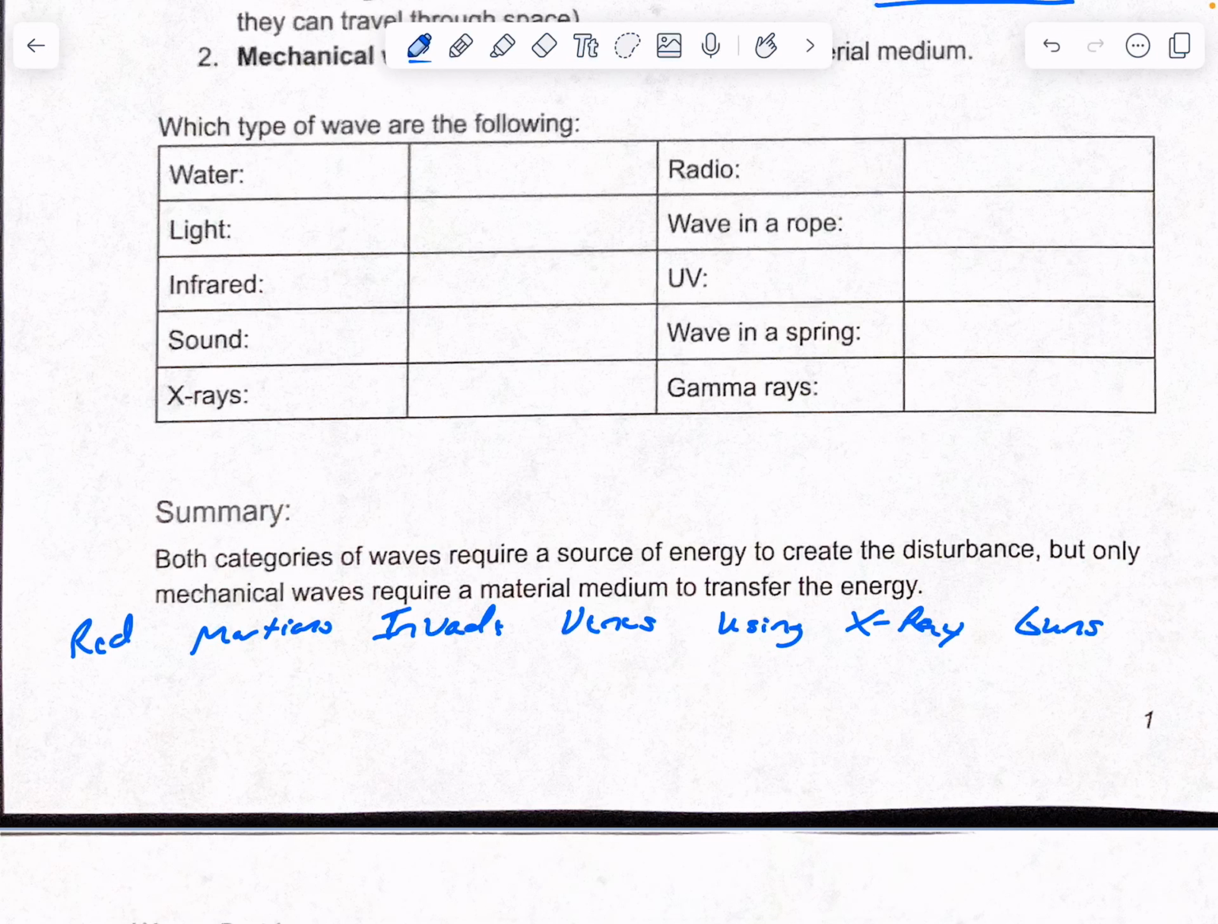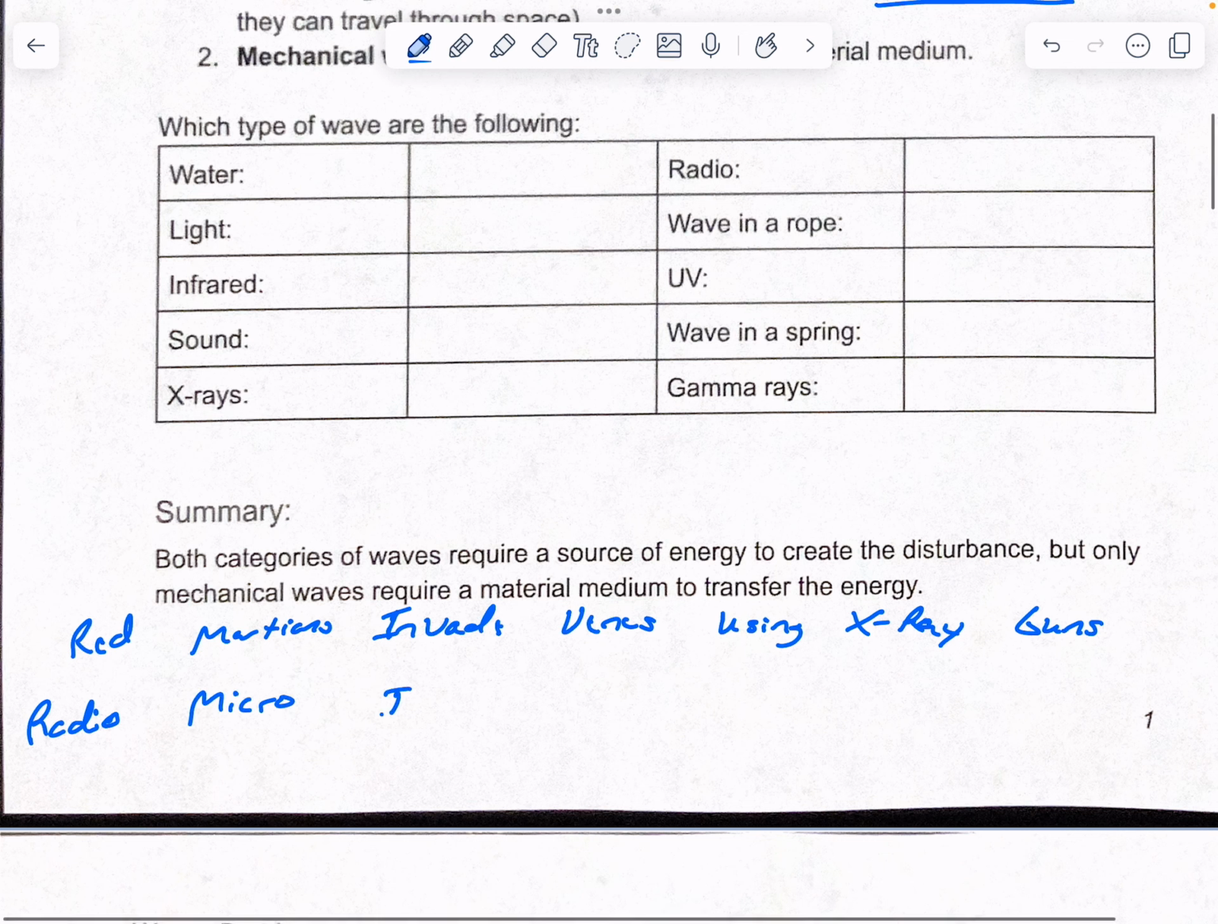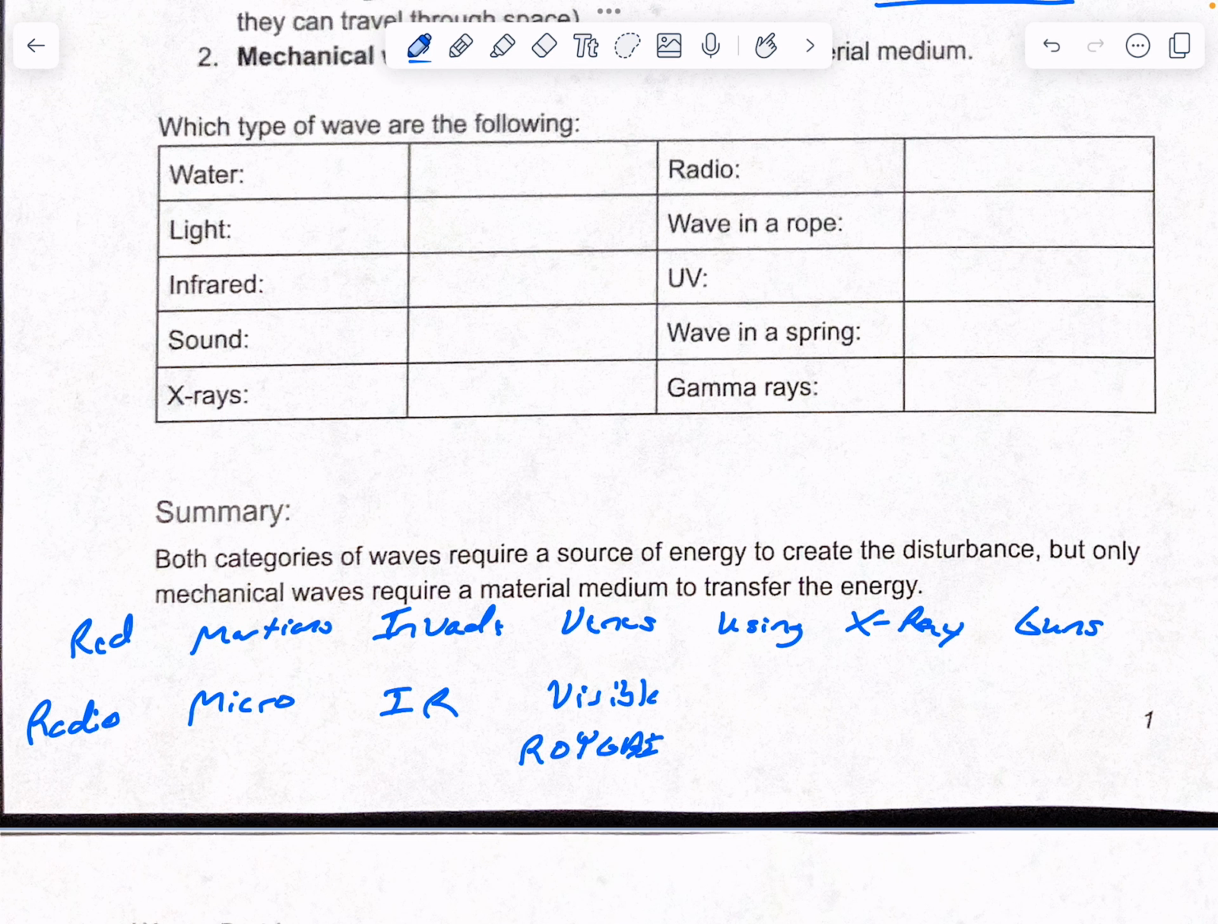So remember, R was radio. That was our very low frequency, long wavelength, so very low energy. Then M was your microwaves. I was your infrared. V, Venus, is visible light, the visible light you can see, so that would be your ROY G. BIV. U would be your UV. Then X is X-rays. That one's not too hard. And then G is your gamma. So these are all electromagnetic waves.